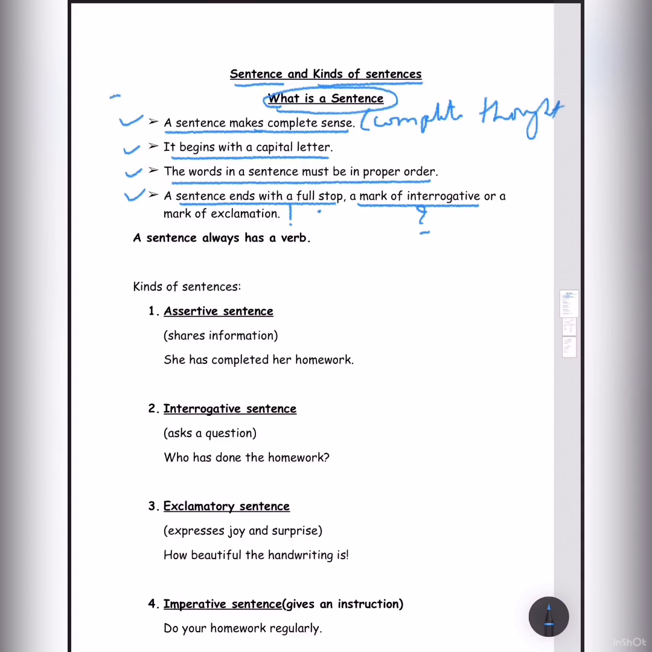So when a group of words fulfills all these 4 points, you can say that it is a sentence. One another thing, a sentence should always have a verb, because without a verb, what is a verb? A verb is an action word. So without a verb, you cannot make a sentence. Now let us go with the kinds of sentences.